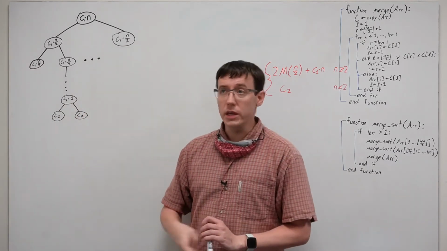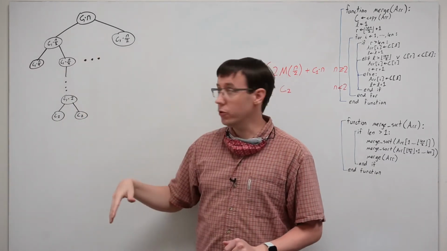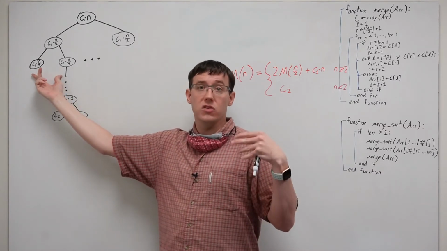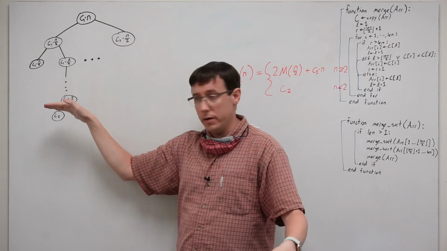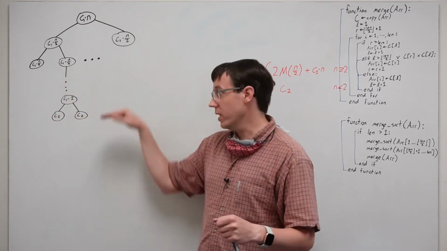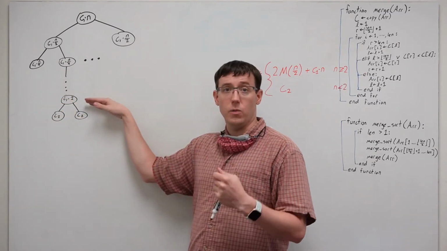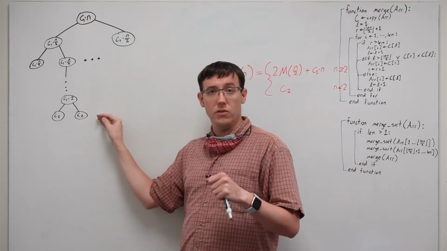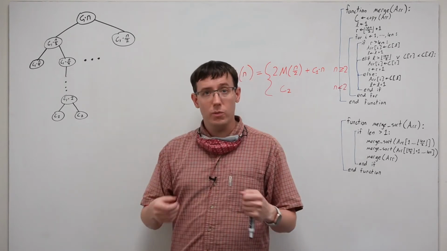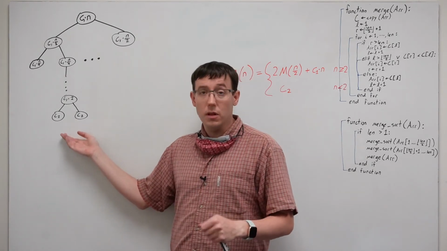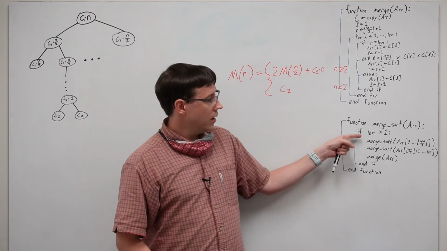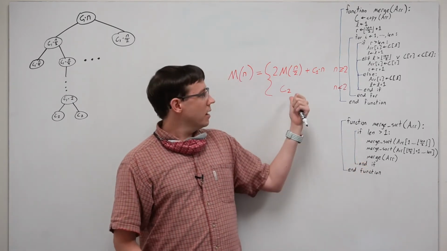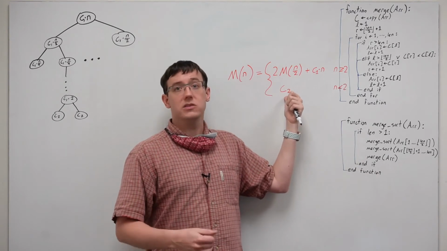And this will proceed down the levels of the tree, where at the next level we will be operating on arrays of size n over 4, and so on, until we get to the bottom, where at the second to last level we have arrays of size 2, and then at the very last level we have arrays of size 1. But when we get to that base level, we are no longer doing split and merge operations. We're instead doing the constant amount of work described by C2.